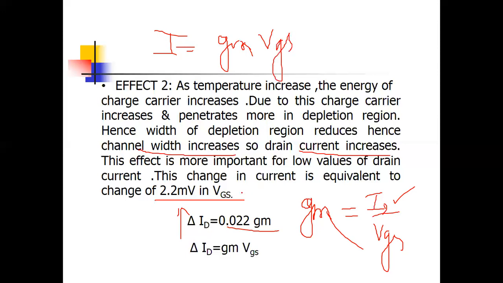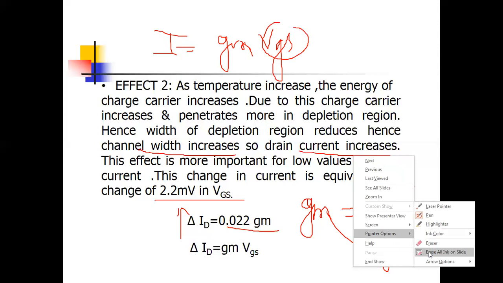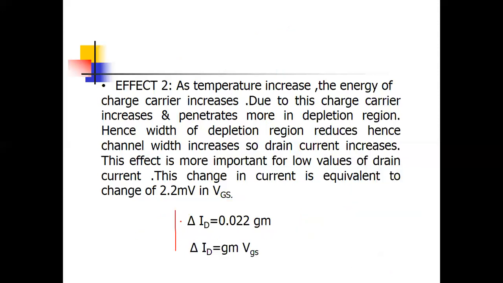Now what is it saying? Change in current is equal to GM times the change in voltage, and this value is 2.2 millivolt. Now the current increases by this 0.022 GM. So the increment in current is equal to GM into VGS.